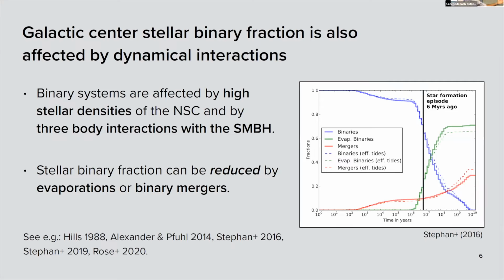The plot on the right by Stephan et al. 2016 shows that in about 6 million years, which is about the age of the young stars of the Galactic Center, you'll end up reducing your binary fraction by about 25–30%. So the binary fraction is very important to observationally constrain for these reasons, both to understand the formation and the dynamical processes, but there hasn't been an observational constraint on the underlying binary fraction at the Galactic Center.